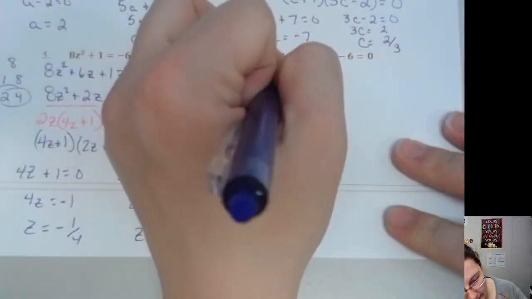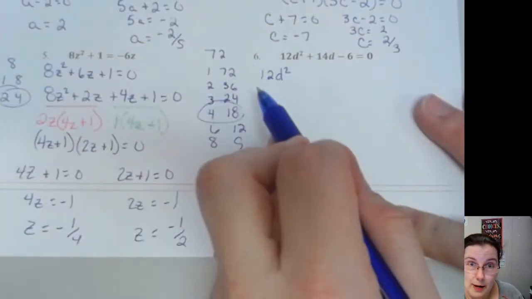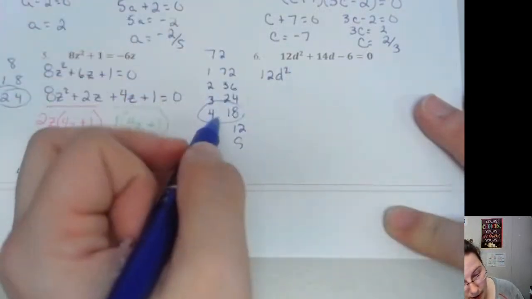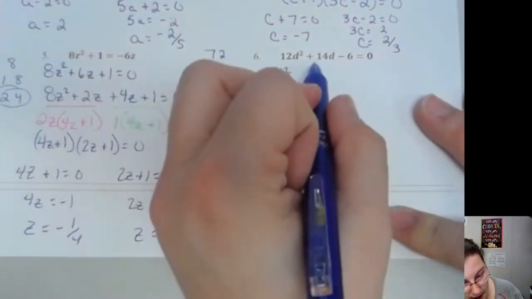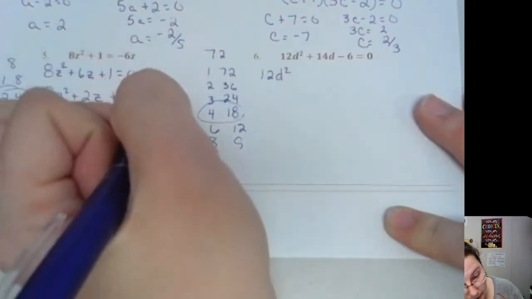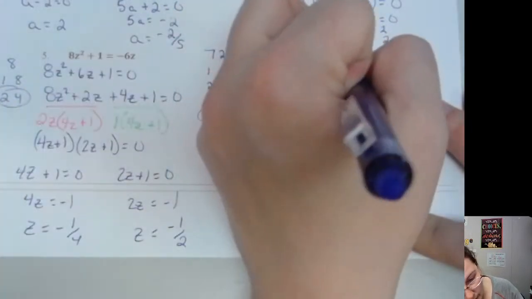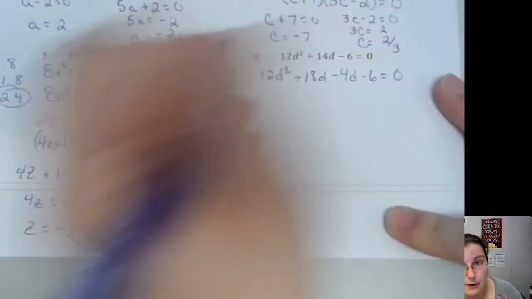So rewriting this, I have 12d squared. Well, we have a negative, so we have to have one positive, one negative. So my positive needs to be the bigger one because my b is positive. So I'm going to have plus 18d minus 4d minus 6 equals 0.